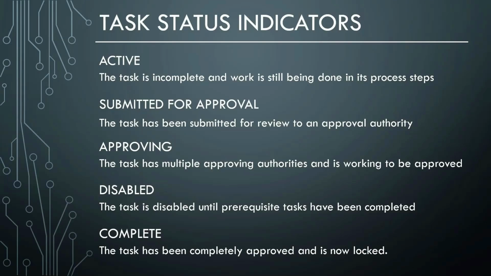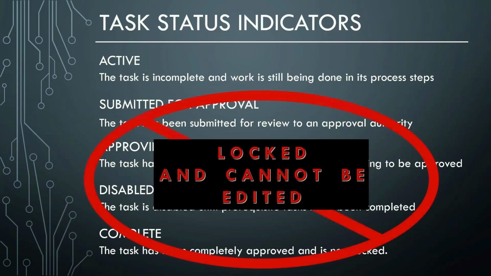The last major task status indicator would be complete. When a major task has been completed, that means that all of the approval authorities have approved the task. The task will then be locked and none of its sub-process steps will be allowed to be edited. So as a reminder, your submitted for approval, approving, disabled, and complete are all locked and cannot be edited. So when you see a major task status indicator of submitted for approval, approving, disabled, or complete, your sub-process steps are locked and they cannot be edited.